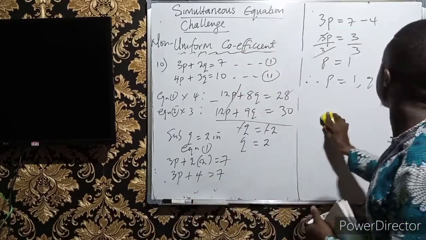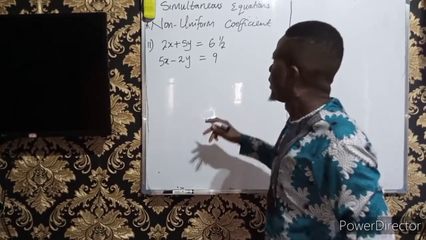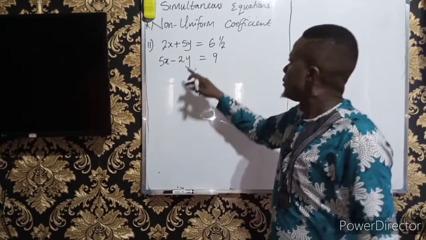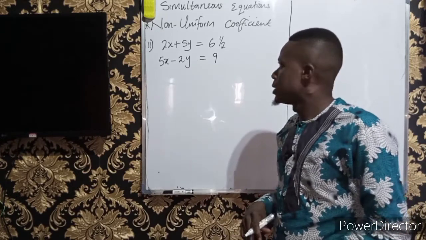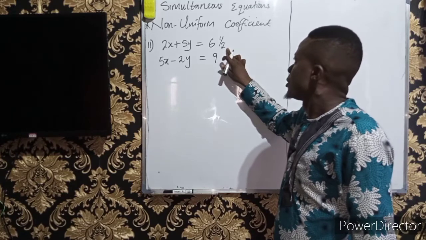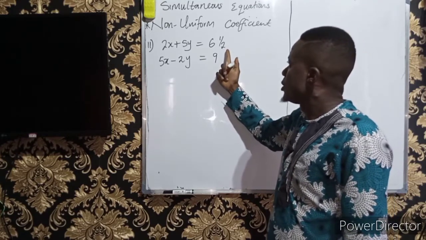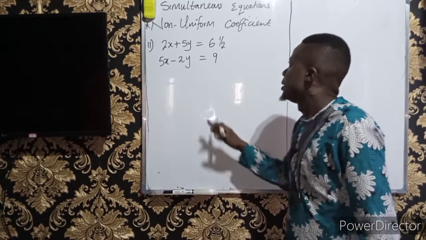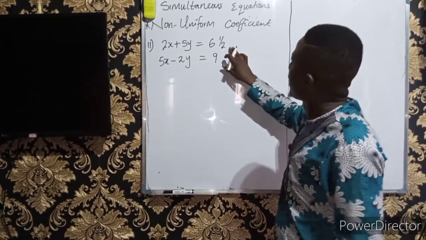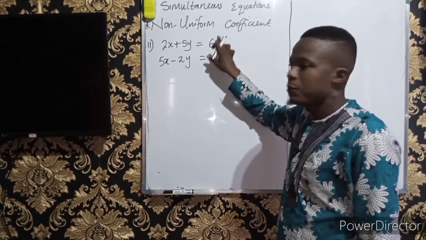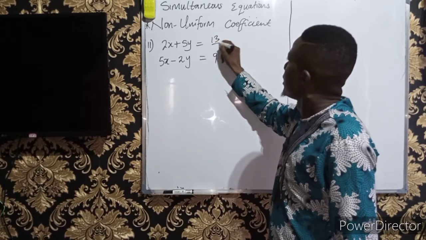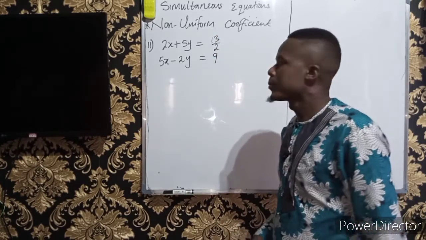Let's take another one. In question number 11, we have 2x plus 5y equal to 6.5, and 5x minus 2y is equal to 9. So this is a fraction. Because of that, if I like, I can multiply every equation here by, let's say, 2 to clear the fraction, or 6.5 can be written as 6 times 2 is 12 plus 1, you have 13 over 2. So I can change this as 13 all over 2 immediately.